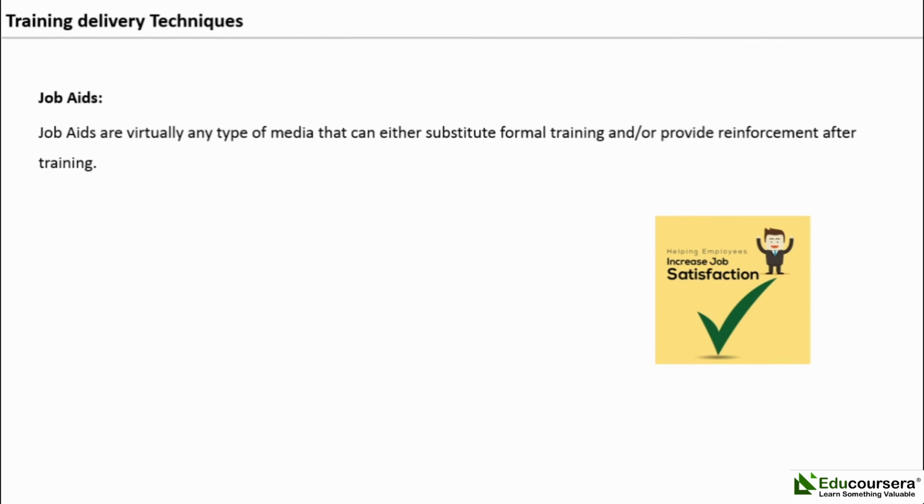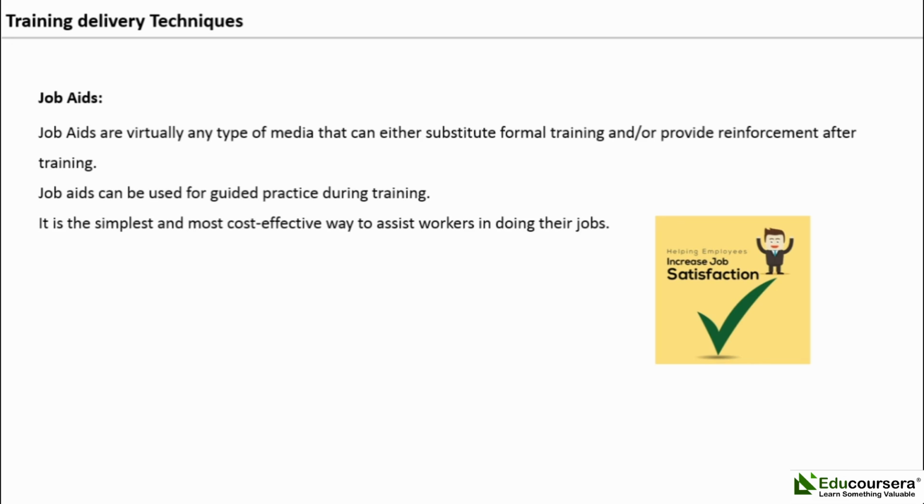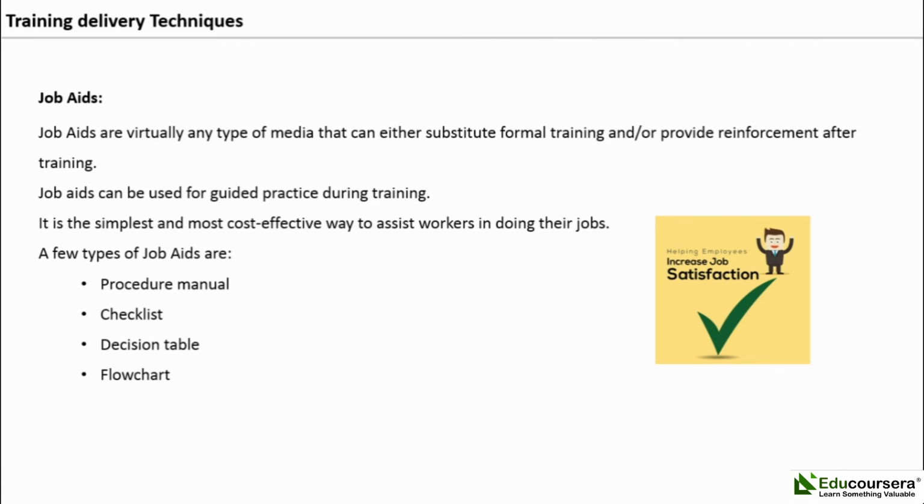Job aids are virtually any type of media that can either substitute for formal training and/or provide reinforcement after training. Job aids can be used for guided practice during training. It is the simplest and most cost-effective way to assist workers in doing their jobs. A few types of job aids are procedure manual, checklist, decision table, flowchart, calculator.